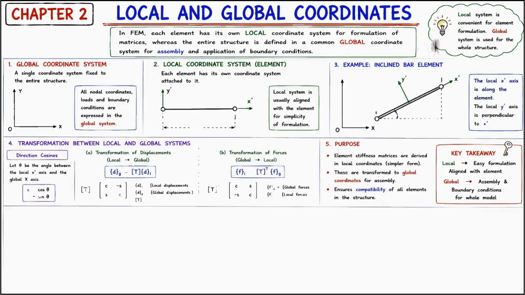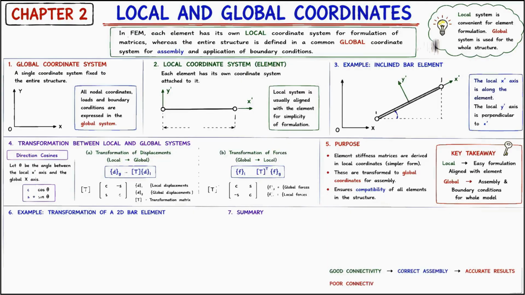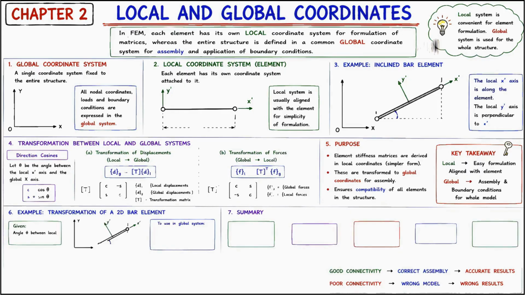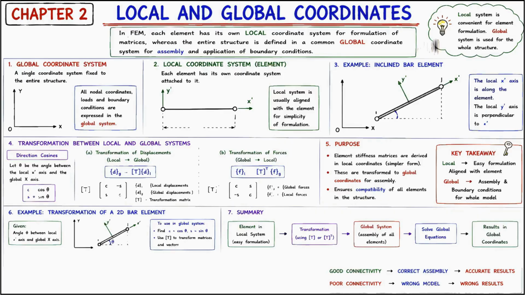The element is neither horizontal nor vertical. If we directly formulate its equations in the global coordinate system, the mathematics becomes complicated. Instead, we first define a local coordinate system along the element. The element stiffness matrix is derived in these local coordinates. After that, the results are transformed into the global coordinate system using a transformation matrix. Notice the equation shown on the poster. The transformation matrix relates local displacements and forces to their global counterparts.